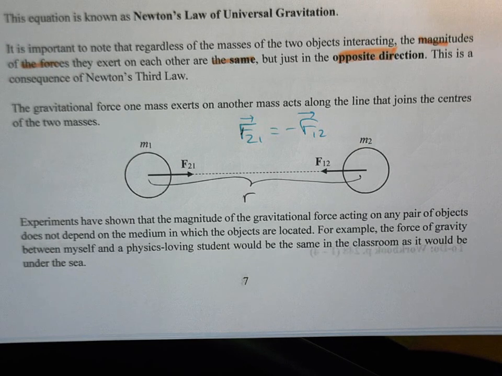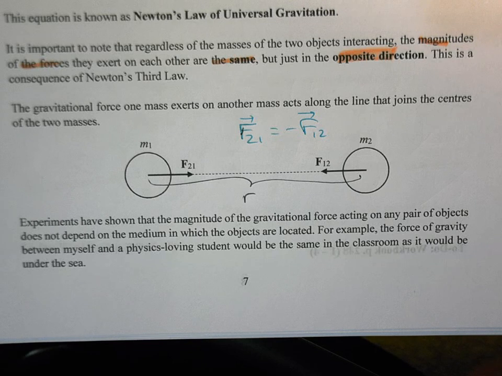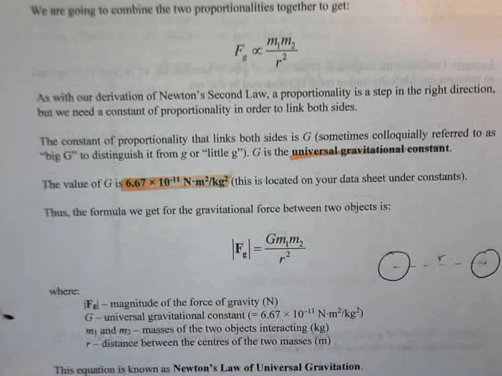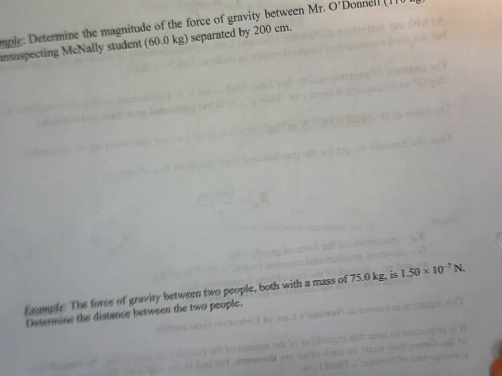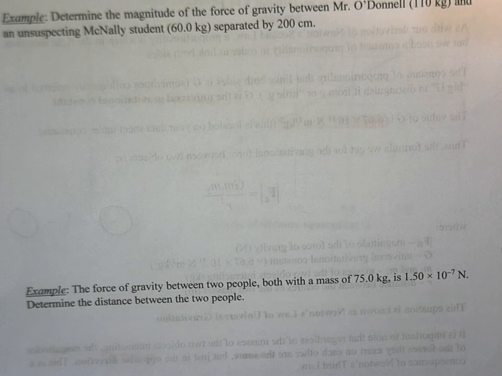And all these experiments have shown that the magnitude of the gravitational force doesn't actually depend on the medium where the objects are located. So the force of gravity between myself and this pen that I'm writing with is going to be the same in this room, as it is under the sea, as it is out in space. The medium does not dictate the force of gravity. So let's look at a couple of examples of Newton's law of universal gravitation. It's not meant to be an overly complex equation. So let's see what we got here.